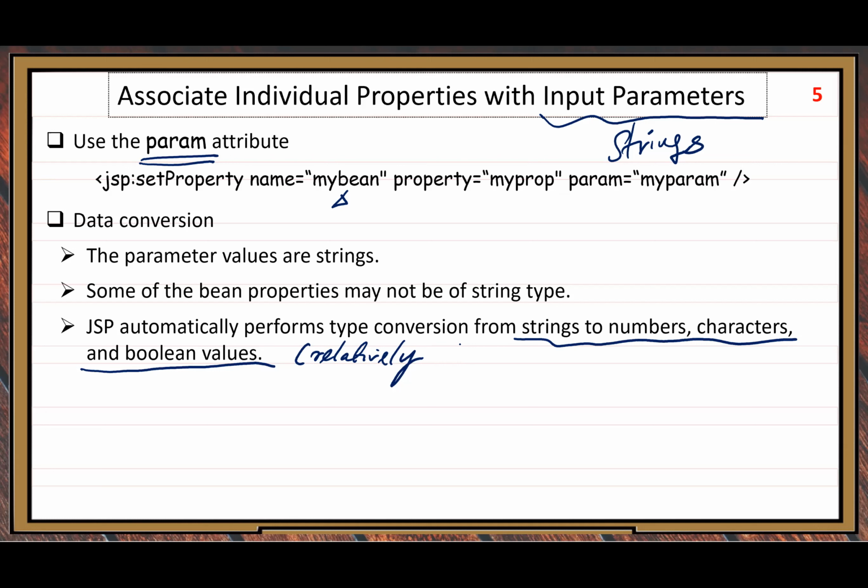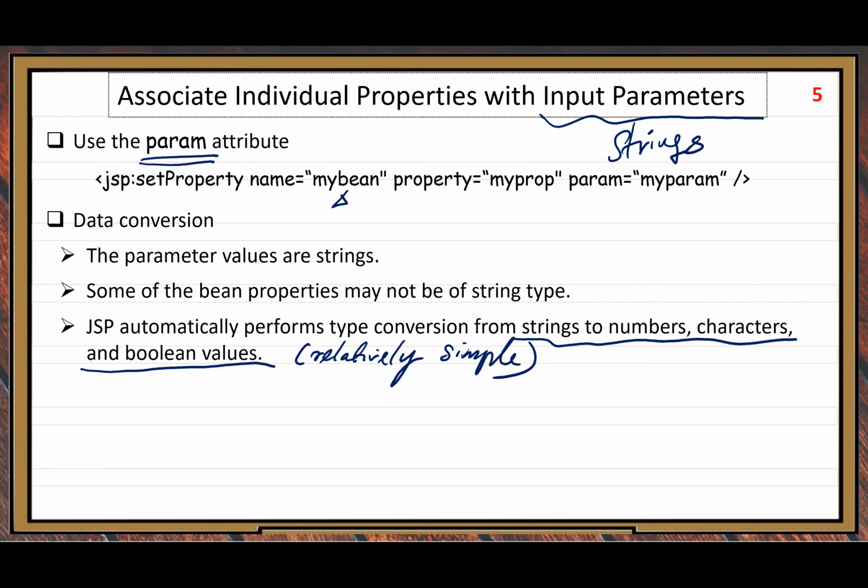If it's more complicated, then you need to do a lot of work. For simple conversion, it's automatic. For advanced conversion, you have to do more work. Yeah, it's possible, we can do that.